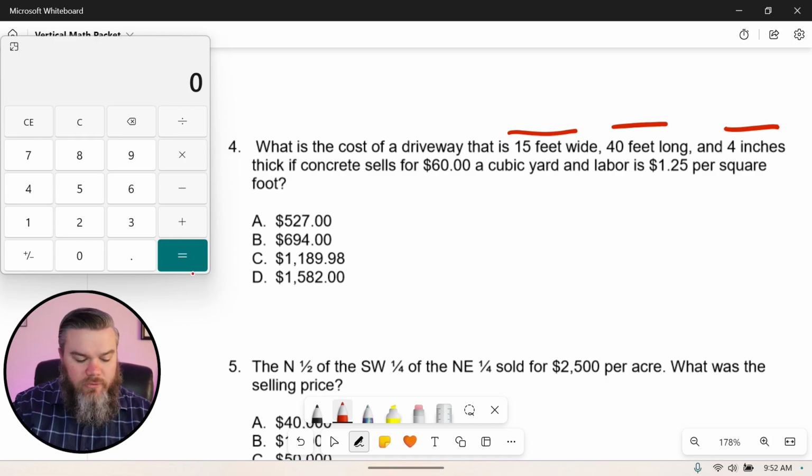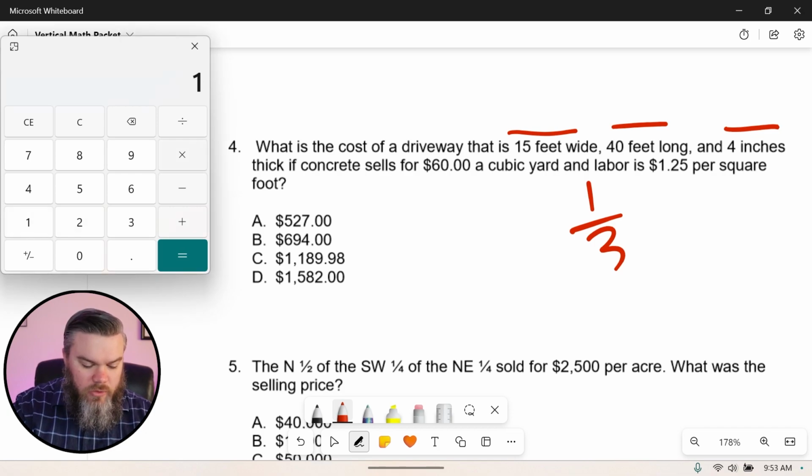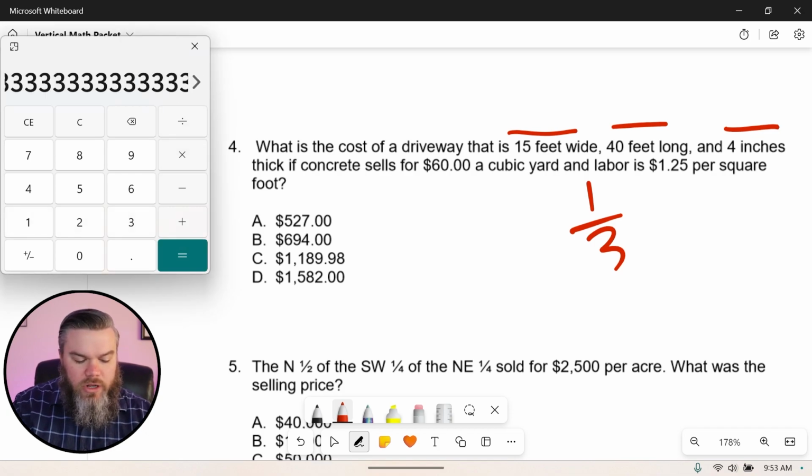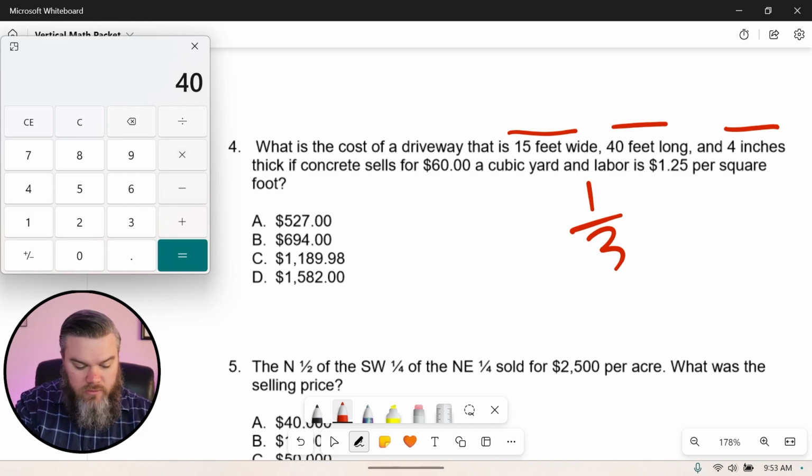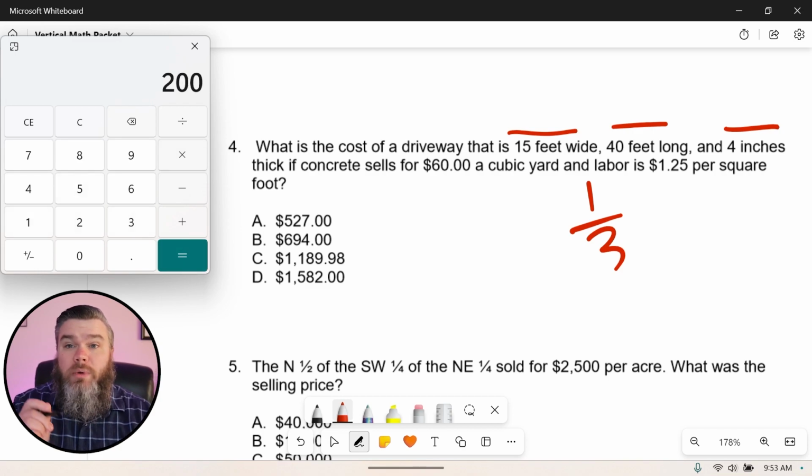And remember what I told you about fractions. Fractions are just their own standalone mathematical equation. So if I come into my calculator and I say 1 divided by 3, that tells us that 4 inches is the same as saying 0.3 repeating feet. And so we can work with that. So 0.3 repeating for the 4 inches times our 40 feet times our 15 feet gives us 200 cubic feet, okay? 200 cubic feet.